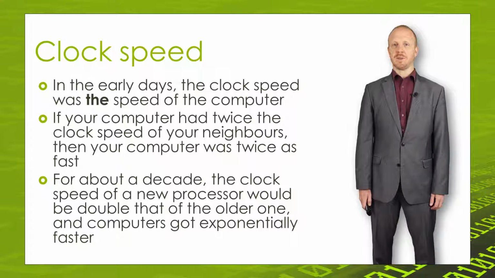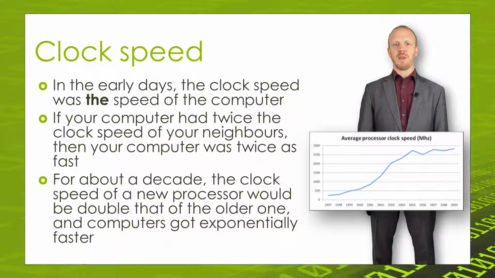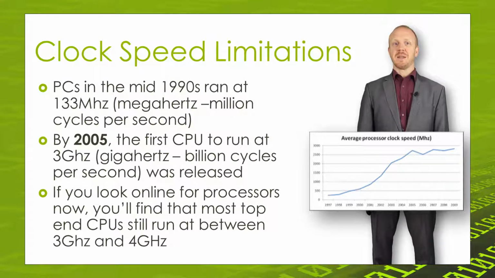In the early days of computing, the clock speed was the speed of the computer. If your computer had twice the clock speed of your neighbour's, then your computer was twice as fast as your neighbour's. For about a decade, the clock speed of a new processor would be double that of the old one, and computers got exponentially faster. PCs in the mid-1990s ran at 133 megahertz, that's million cycles per second. By 2005, 15 years later, the first CPU to run at 3 gigahertz, 3 billion cycles per second, was released.